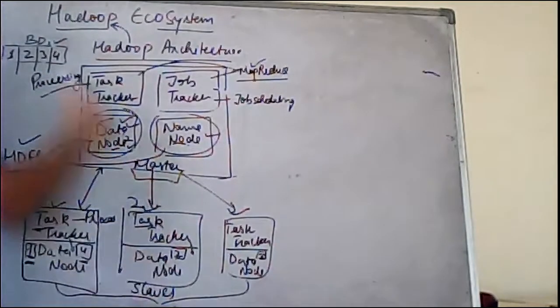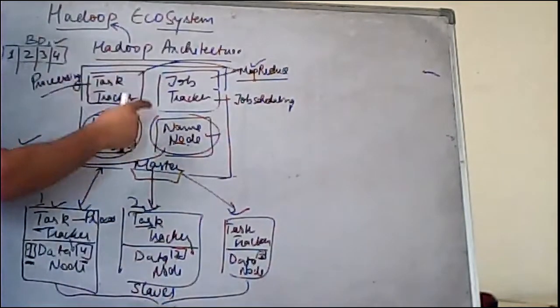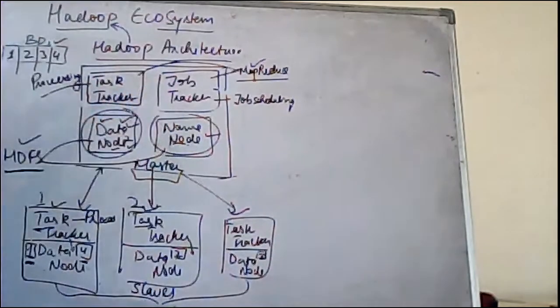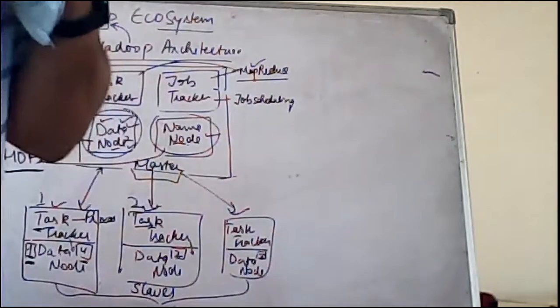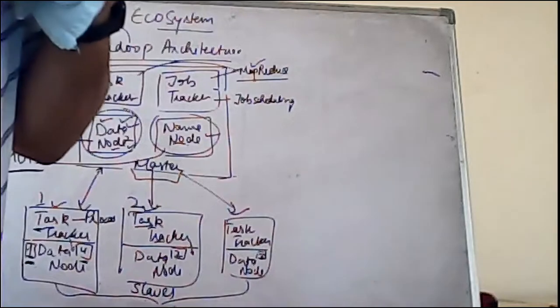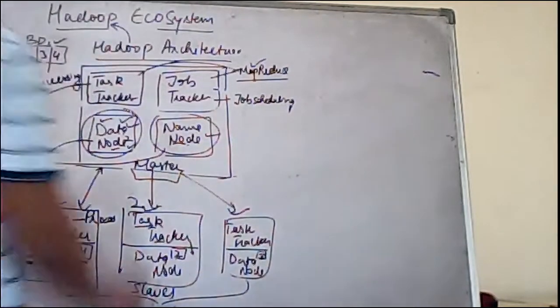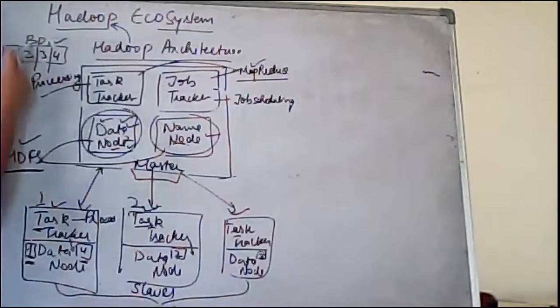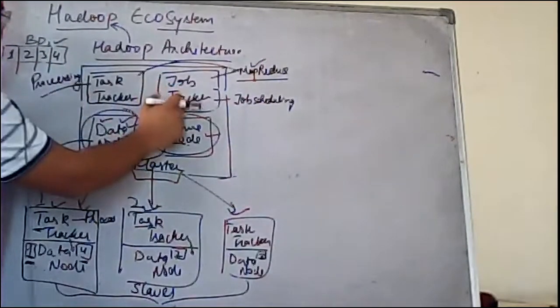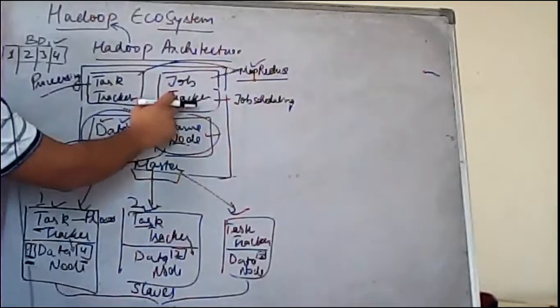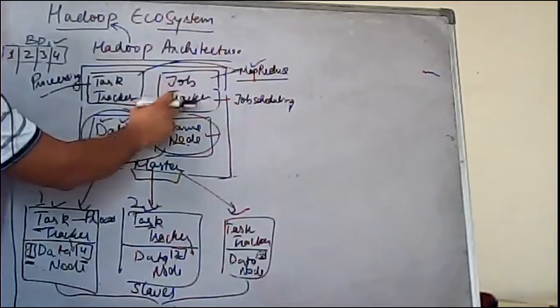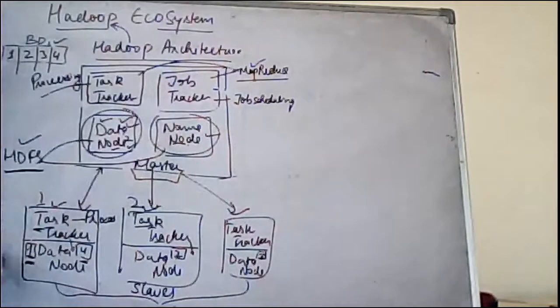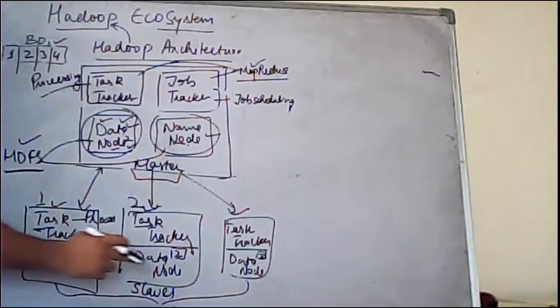These are the slave nodes. And who will divide the data? That is done by your job tracker. Any type of data that comes in can be scheduled by the job tracker, because this is the master. He is the manager, and he will distribute all this data to the slaves.